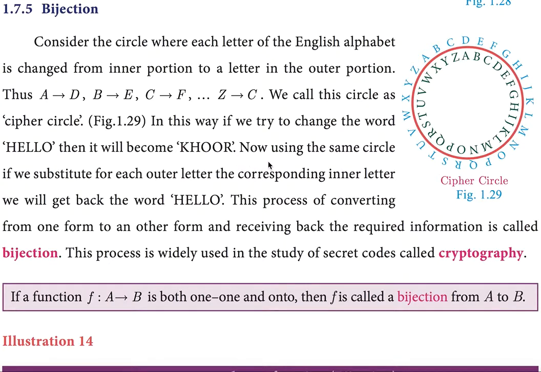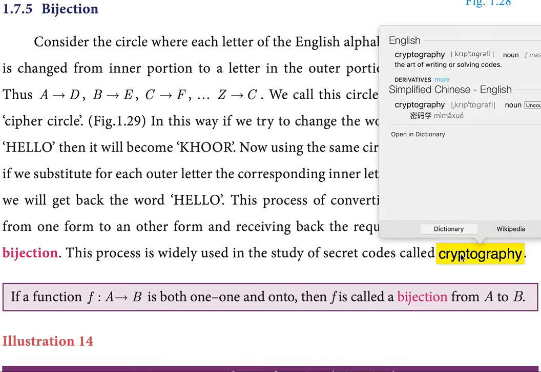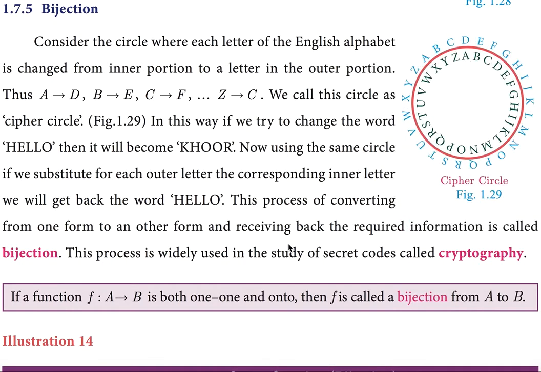Now using the same circle, if you substitute for each letter the corresponding inner letter, we will get back the word hello. This process of converting from one form to another form and receiving back the required information is called bijection. So this can be used for secret service. This process is widely used in the study of secret codes called cryptography. Cryptography, the art of writing or solving codes. Okay. If a function A to B is both 1 to 1 and onto, then f is called a bijection from A to B.